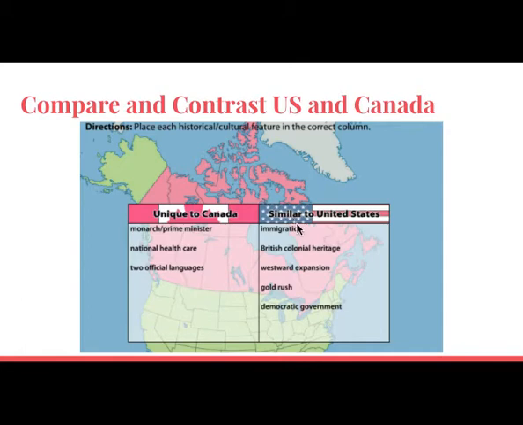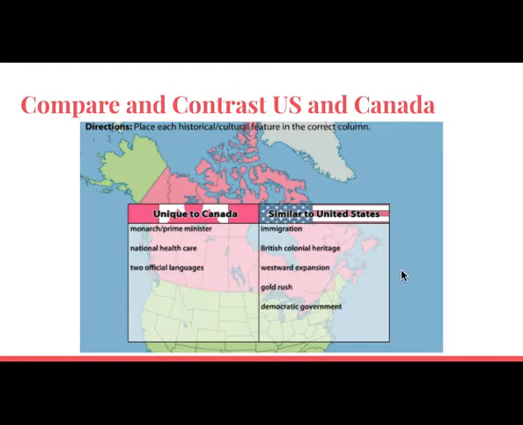In the United States, the things that we have similar to Canada is that they are both big on immigration. There are a lot of people that are traveling and wanting to live in these countries because of the freedoms that they afford. They're both settled by British colonial heritage, so the British came and settled and developed these cities and then turned those cities into larger expanses and eventually nations, gaining their independence from Britain.